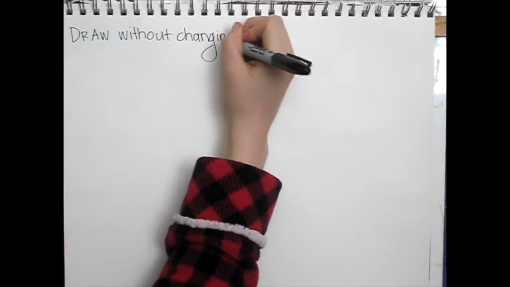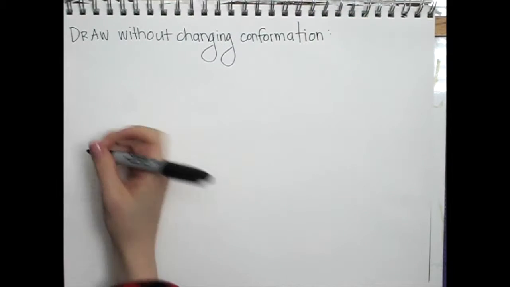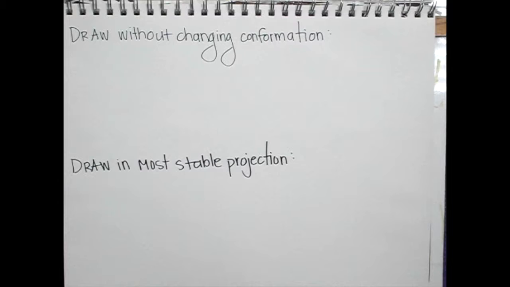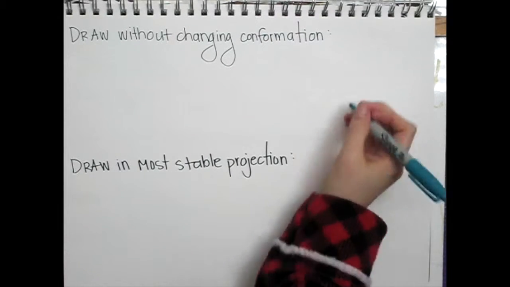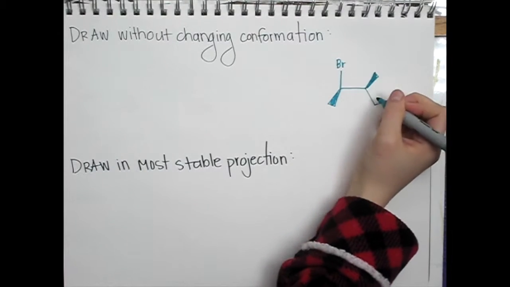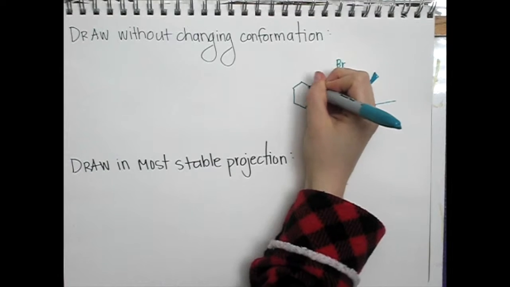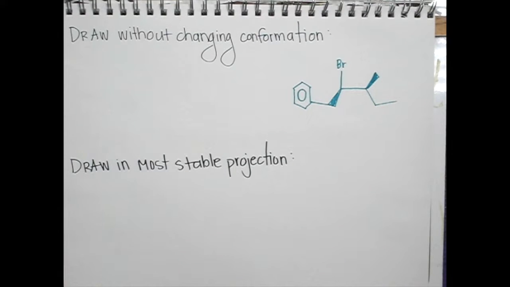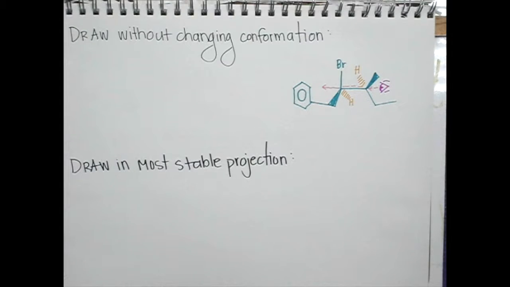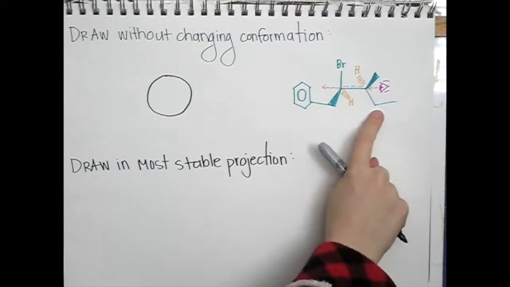Okay, so let's do it again with a different structure. First we'll draw in a Newman without changing conformation, and then we'll draw in the most stable projection. Remember wedges and dashes, what they mean. And also, our perspective is very important. Because now we know where our front carbon is and where our back carbon is, we can add in hydrogens so we can see things a little better.